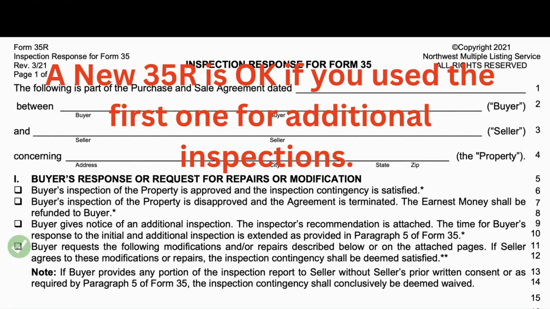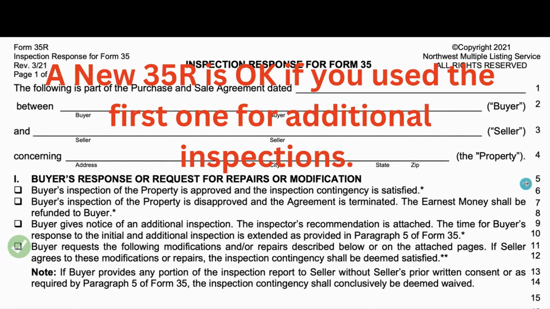So if you want additional inspections, but say your buyer knows, I already know I'm going to ask for this and this, do not put any requests for repairs. Just wait until after. Because by putting both responses in there, you actually negate and take away your opportunity for your additional inspections.